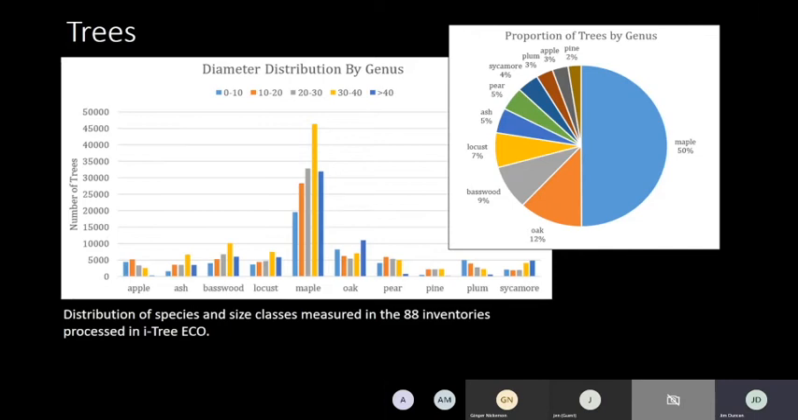And then we also see the decorative flowering fruit trees, such as in the malus and prunus and pear genera. Those are showing more weighting towards smaller size classes. And if you look at just the number of trees estimated by iTree across the region, we have half of them in maple and the remainder in other species, oak and basswood being the second and third largest groups of genera.